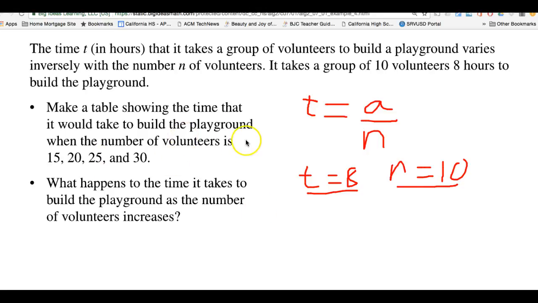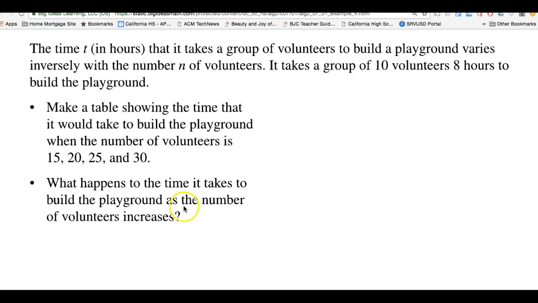Make a table showing the time that it would take to build the playground when the number of volunteers is 15, 20, 25, and 30. What happens to the time it takes to build the playground as the number of volunteers increases? Okay, good information here. Let's go ahead and go through this.